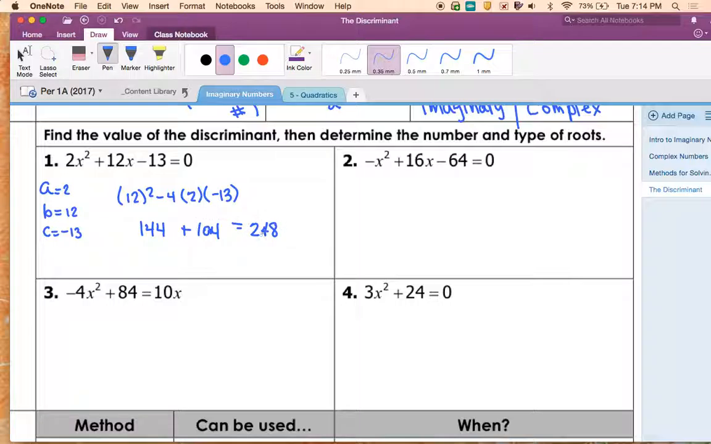That number is greater than 0. It is not a perfect square, so I'm going to get 2 real roots. And you don't have to really tell me rational or irrational. That's really for your knowledge. So just tell me 2 real, 1 real, or 2 imaginary. Okay, that's a discriminant. So you do 2, 3, and 4.